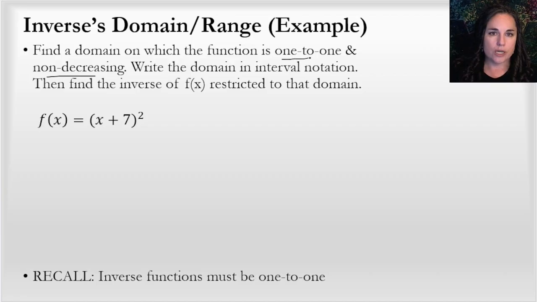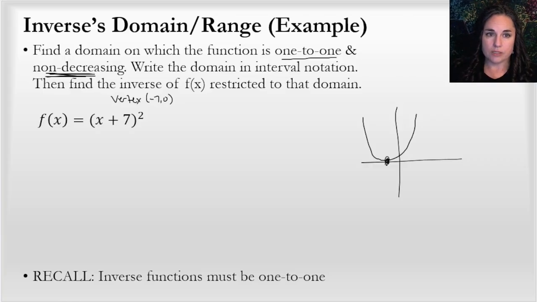Okay, so again, we're going back to this definition of 1 to 1, and it's very specifically telling us when it's non-decreasing. Write the domain in interval notation for this function, then find the inverse restricted to that domain. When I look at this, it's a parabola. We know that it's going to have a vertex at -7, 0. And when I draw it, I'm going to have something that looks like this.